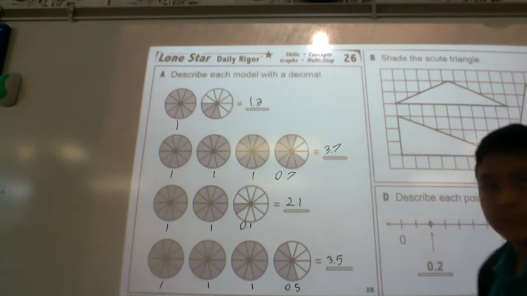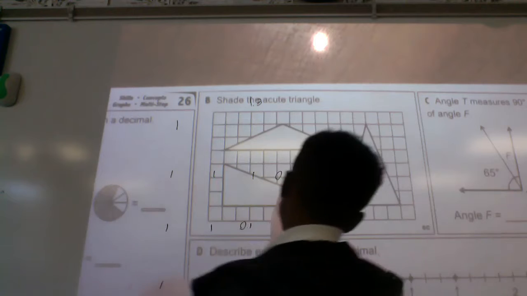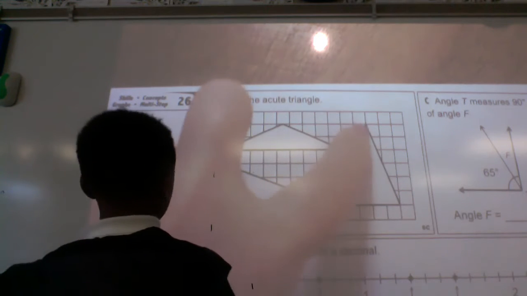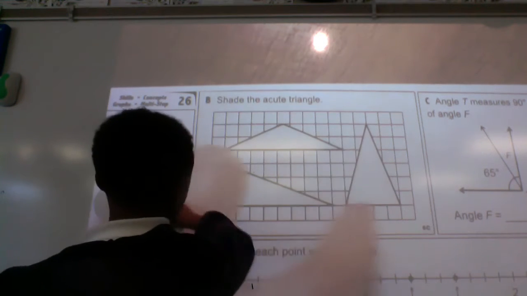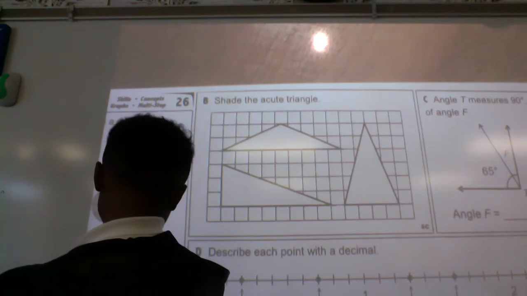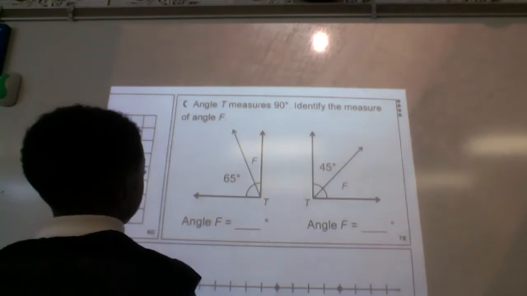Pick somebody. Julian. Okay. On this one, it just says shade the acute triangle. So that means it has all 3 acute angles. So it'd be this triangle. That's a little one, that's a little one, that's a little one. Acute just means that it's smaller than 90 degrees. Okay? All right. Why don't you do C for us?